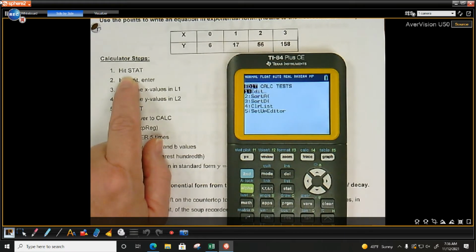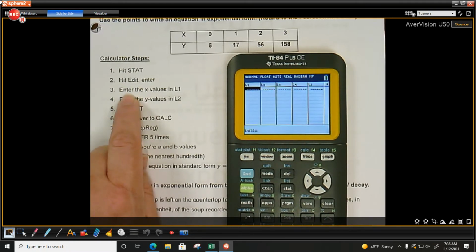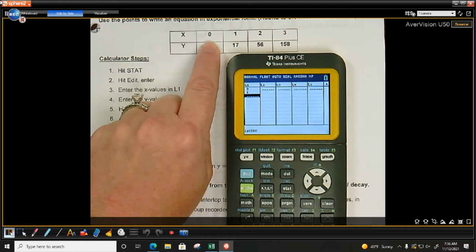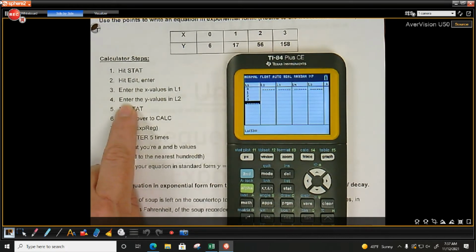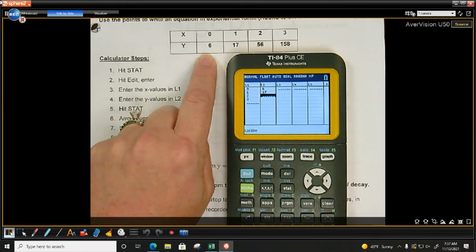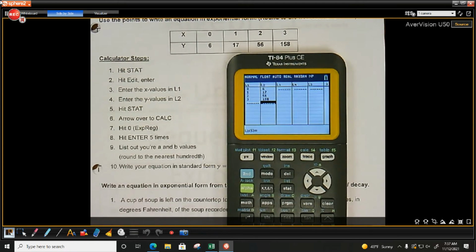So hit Stat. Then it says hit Edit, Enter. Enter X values into list 1. So 0, enter 1, enter 2, enter 3, enter. Enter the Y values into list 2. So you have to arrow over, and I'm going to do 6, enter 17, enter 56, enter 158, enter. Good? Do we all have our lists in? Our values in our lists? Anyone need me to wait?